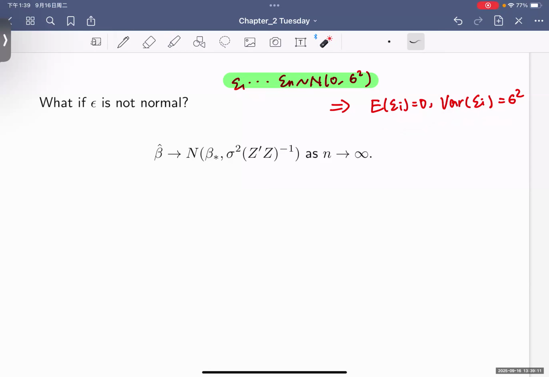At this moment, if the epsilon is not normal, our result is that once n is close to infinity, the beta hat will also become a normal distribution. We can write this down again. Using y equals z times beta star plus epsilon, the beta hat we already know is beta star plus z transpose z inverse z transpose epsilon. The epsilon is no longer normal, but the interesting phenomenon is that this term will still become a normal distribution.